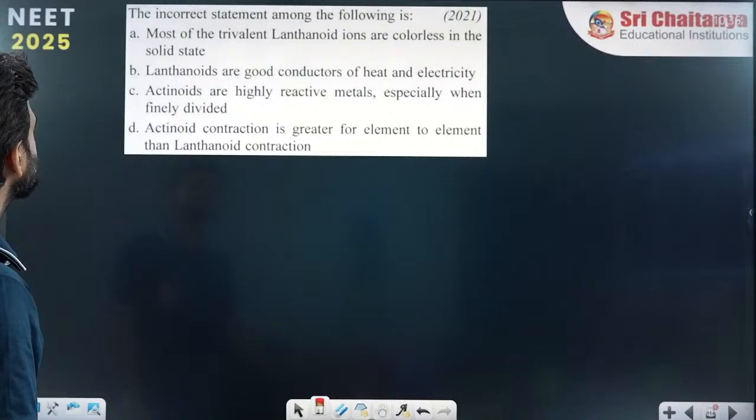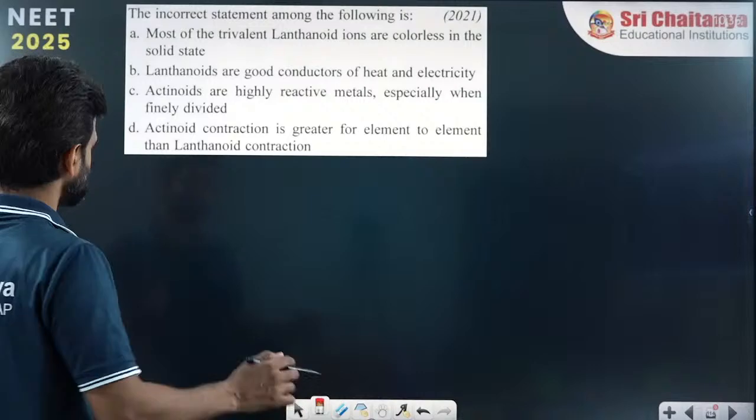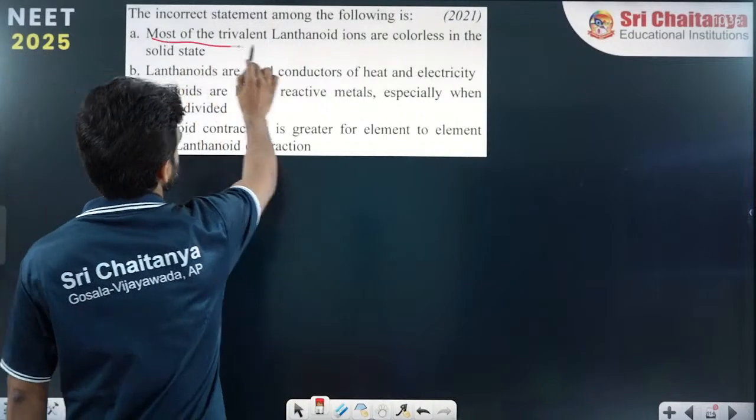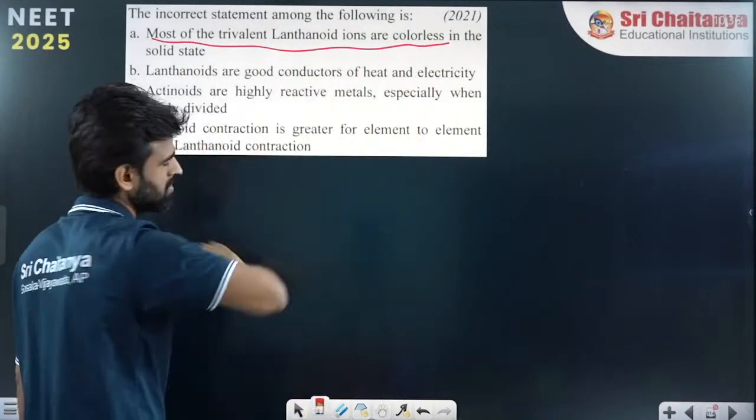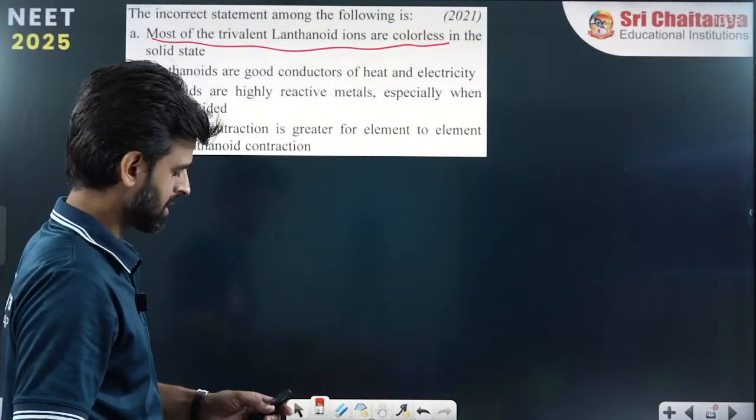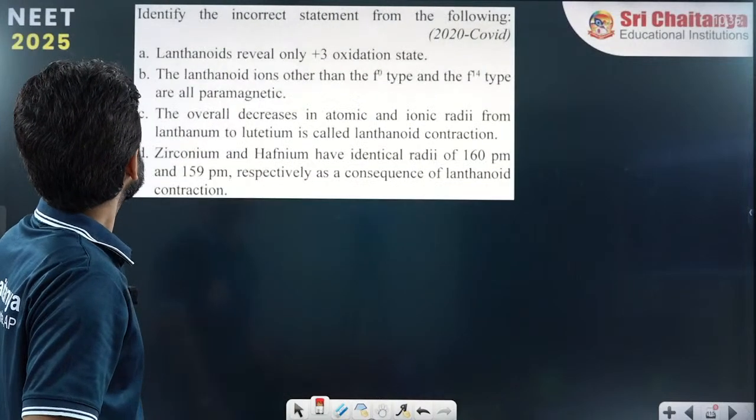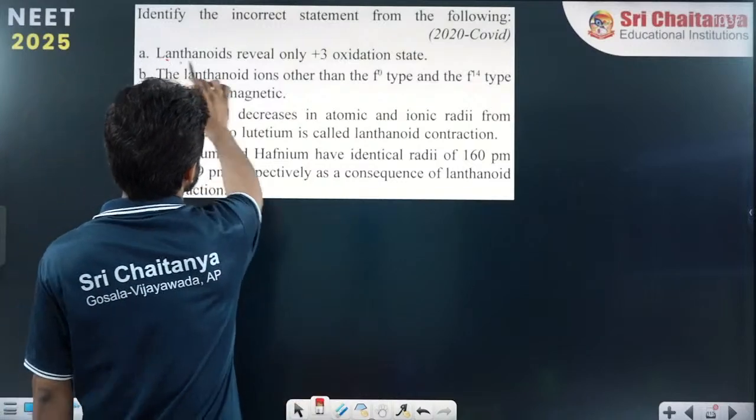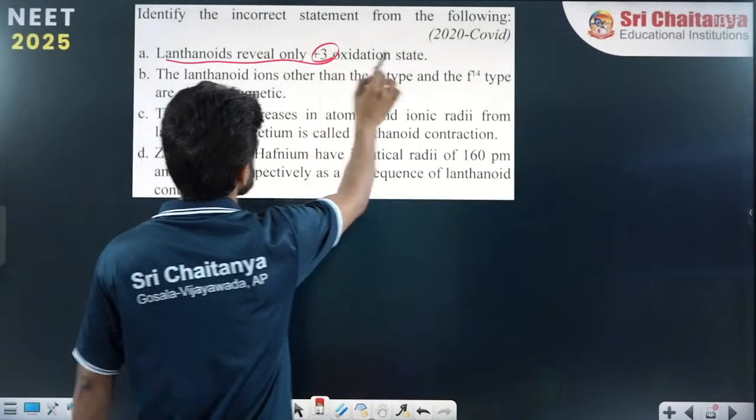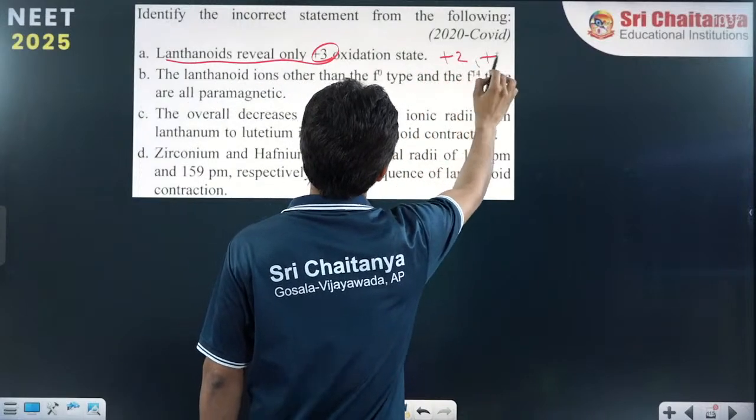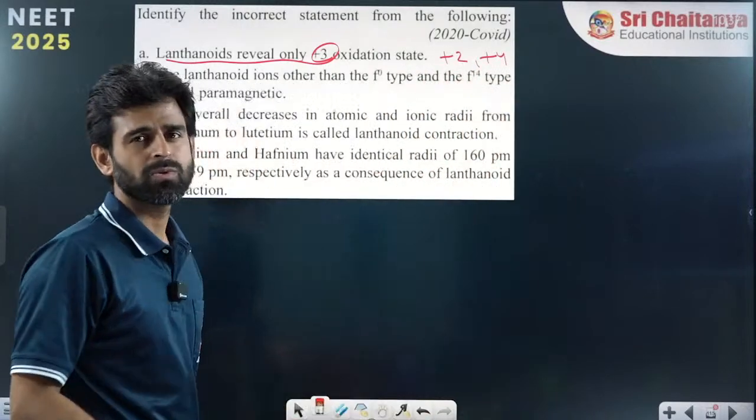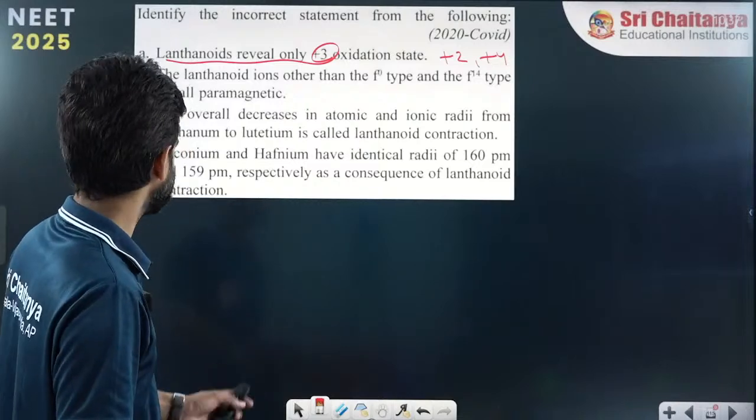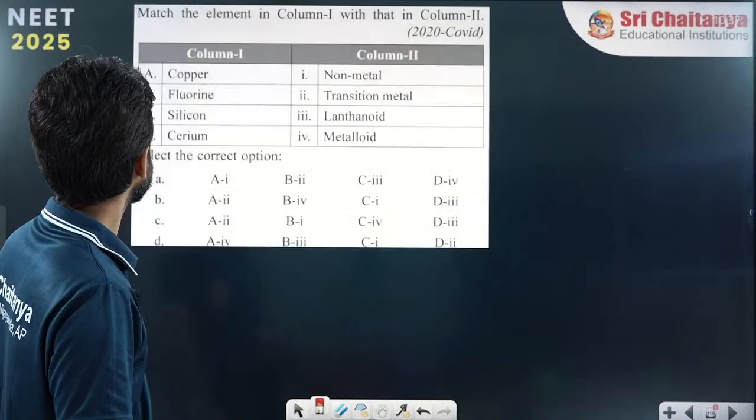The incorrect statement about the following. Okay. Most of the trivalent lanthanoids are colorless. No, most of these are colored only, not colorless. Identify the incorrect one. Lanthanoids show only +3. No, these can sometimes show +2 also and +4. Europium +2, terbium +4 can exist. That's what is wrong.